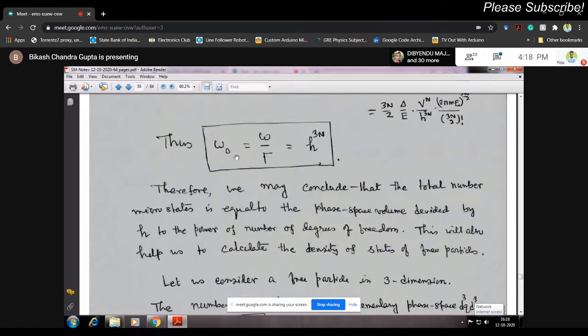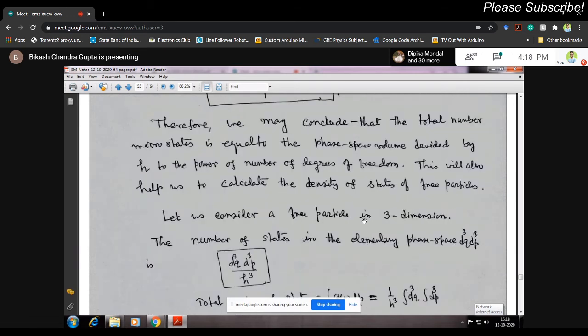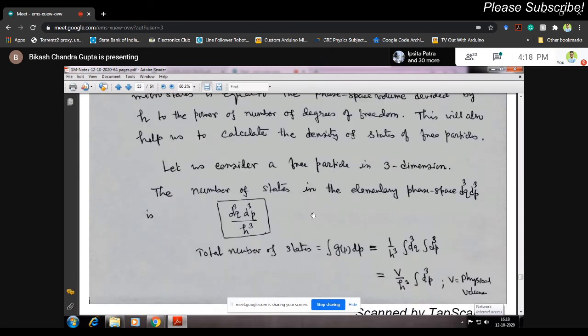Well, say with this idea, because a microstate is nothing but a state, right? An allowed state, right? Then you can calculate the density of states, meaning the number of allowed states, for free particles. How? Now let us consider a free particle. I think I did this in your solid state class in sem 5 probably, or sem 6.